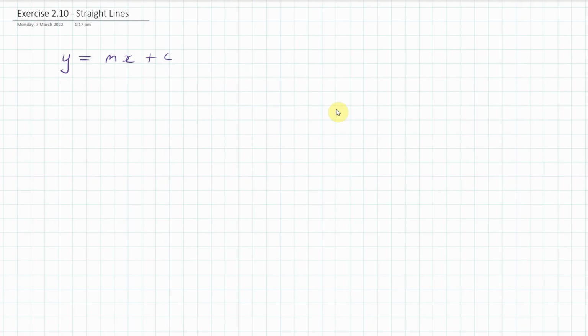There are a couple of concepts that we need to be aware of. Let's just refresh our memories of the y equals mx plus c function. This is a straight line function, and this here, the m, is equal to our gradient, so how steep the function is, and here the plus c is equal to our y-intercept.